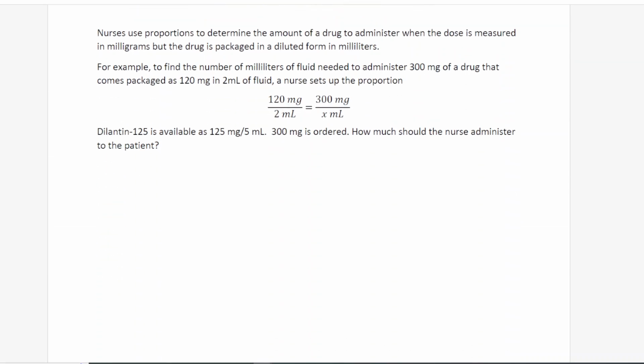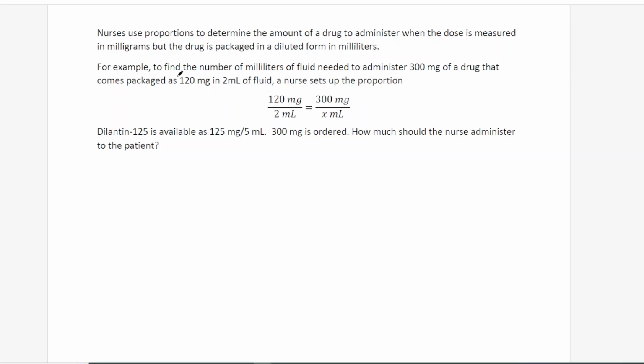The next one I chose is a nursing example. So I had a friend who was taking an end of term nursing exam, and this is one of the things that she struggled with. So I was like, oh, this is something I can throw in here. So nurses use proportions to determine the amount of a drug to administer when the dose is measured in milligrams, but the drug is packaged in a diluted form in milliliters.